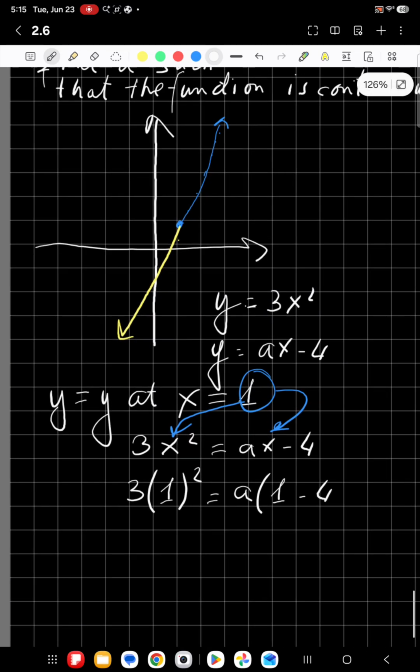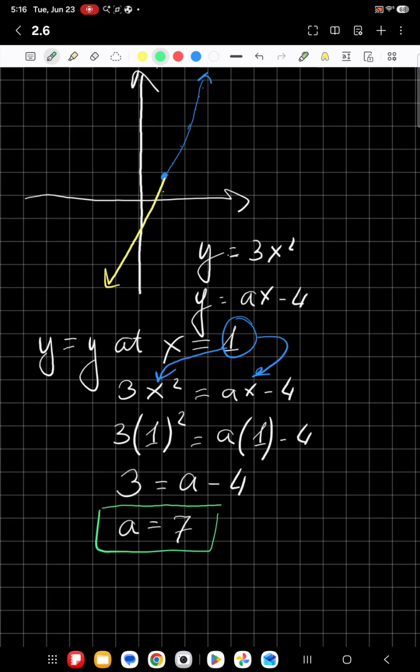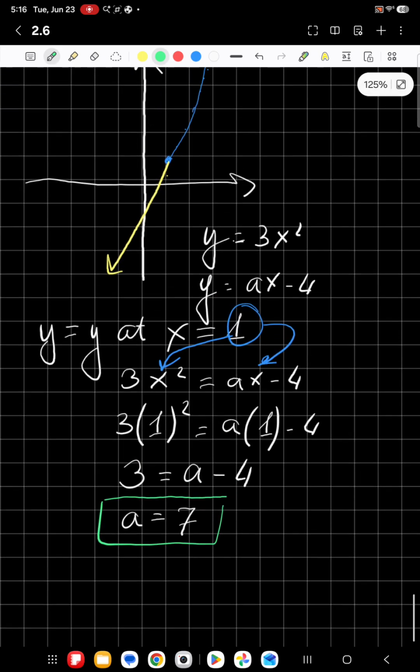Okay, so we get 3 equals a minus 4. So it looks like a equals 7, not 4. 7. Okay, so the function is continuous if a equals 7. Alright, so maybe let's write that continuous function with that 7 in it.